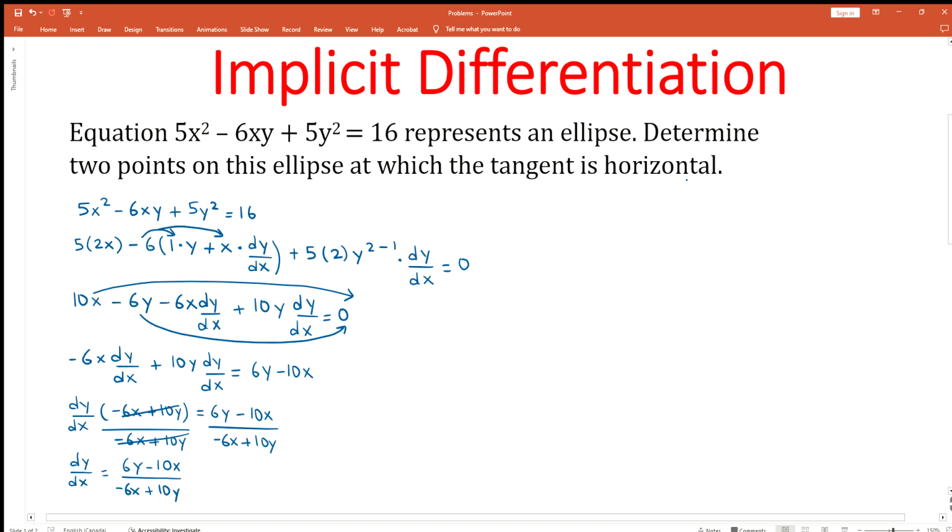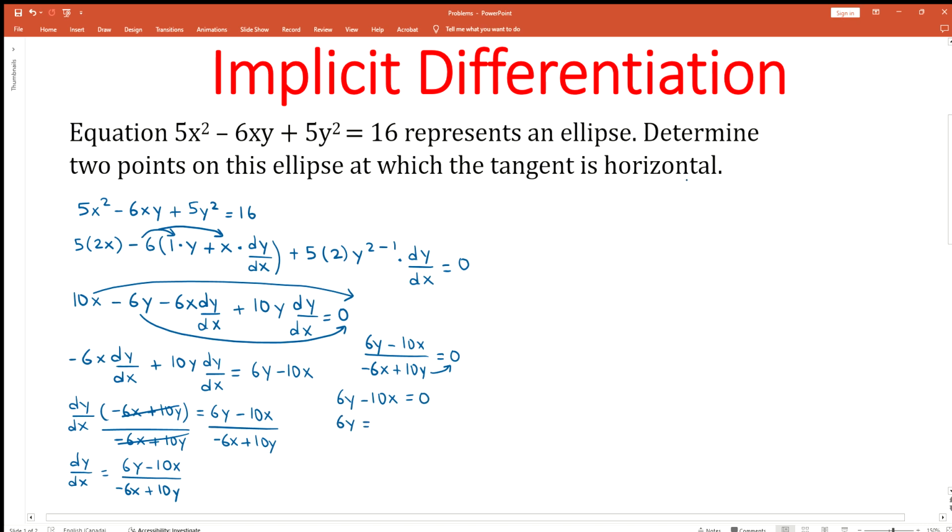So dy over dx is equal to 6y minus 10x over negative 6x plus 10y. As we discussed earlier, a horizontal tangent has slope equal to 0. dy over dx represents the slope of the tangent line. So we should set this expression for dy over dx equal to 0. We can solve this equation by cross multiplying the denominator. 0 times negative 6x plus 10y is equal to 0.